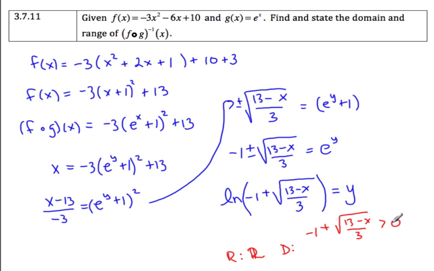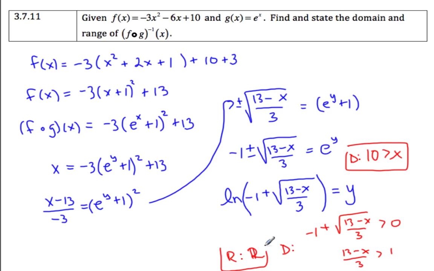So we're going to add 1, and then I'll square both sides, so I get (13 minus x) over 3 is greater than 1. Multiply by 3. I get 13 minus x is greater than 3, and then I'm going to add x and subtract the 3, and I'll get 10 is greater than x, and that's the domain. So 10 is greater than x, and the range is all real numbers.